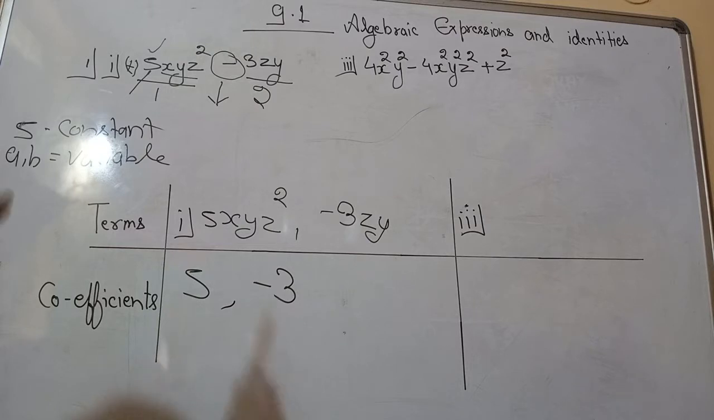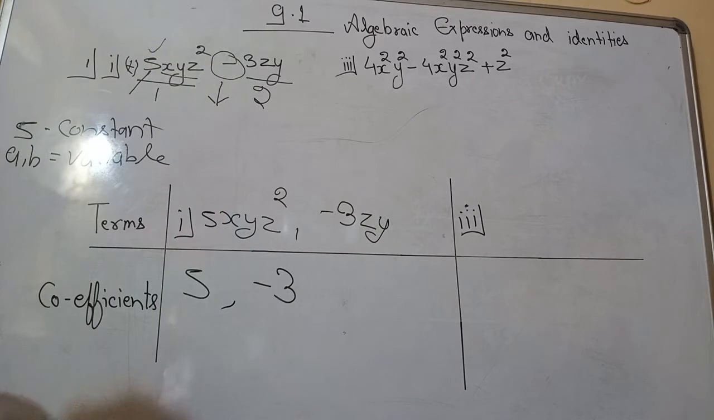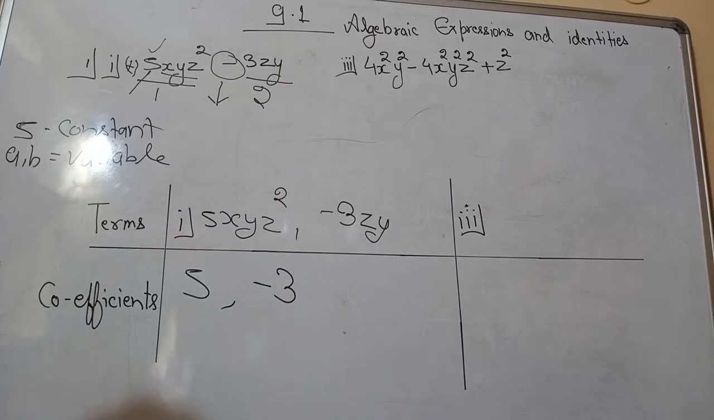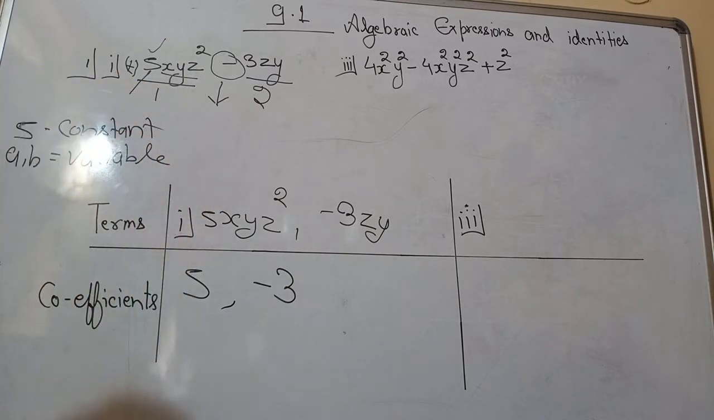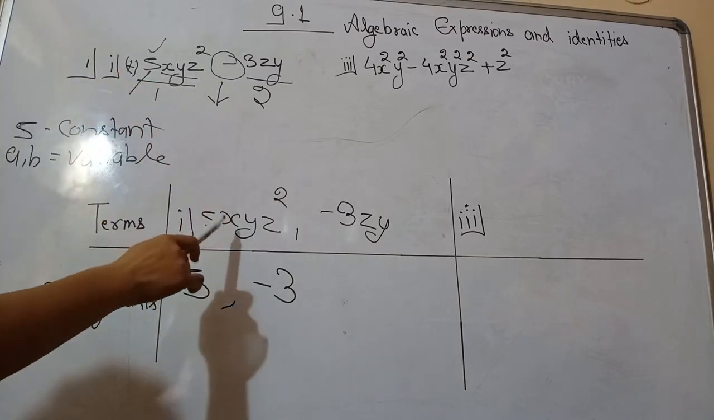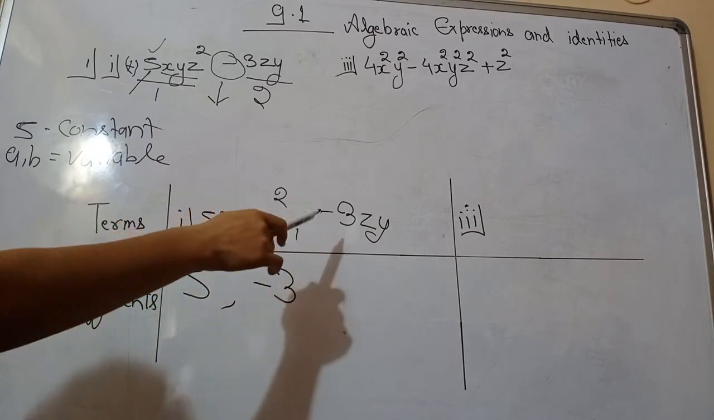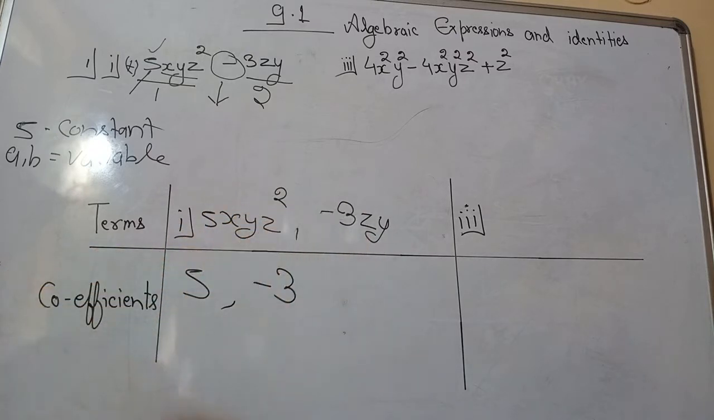So terms means the parts of any expression which are divided by any operational sign, either plus, minus, multiply or divide. And coefficients are the number or the constant which is multiplied with the given variable. So for the term 5xyz square, the coefficient is 5. And for the term minus 3zy, the coefficient is minus 3. Same we have to do with option number 3.